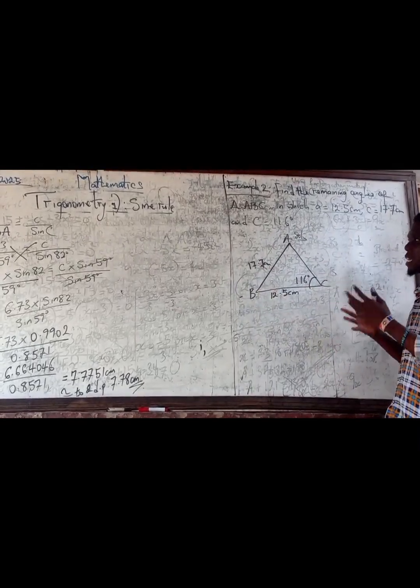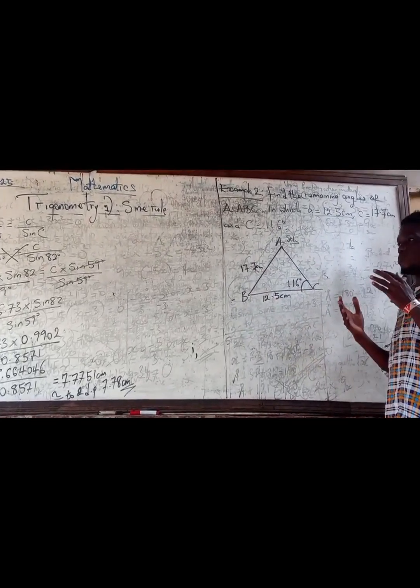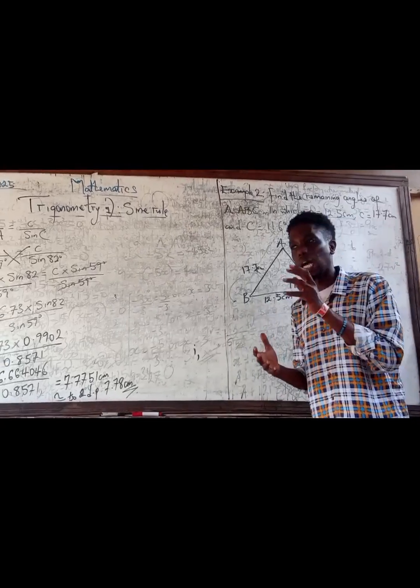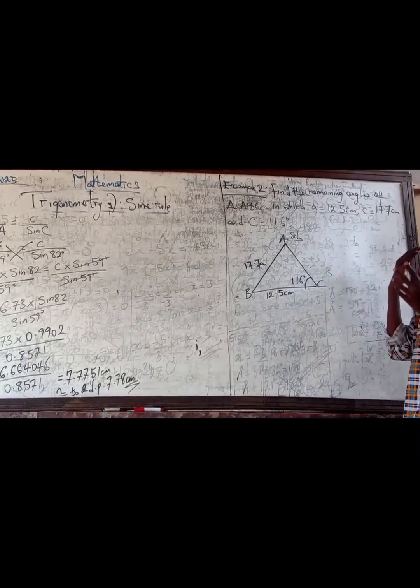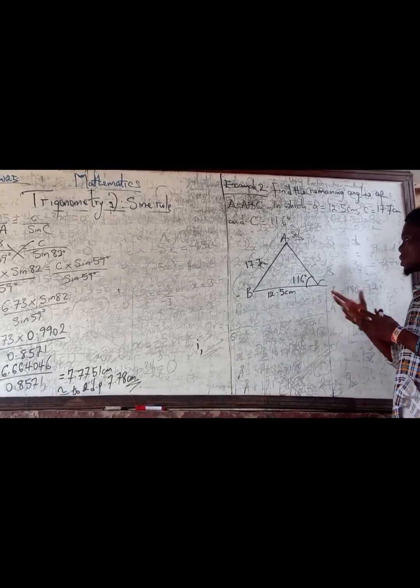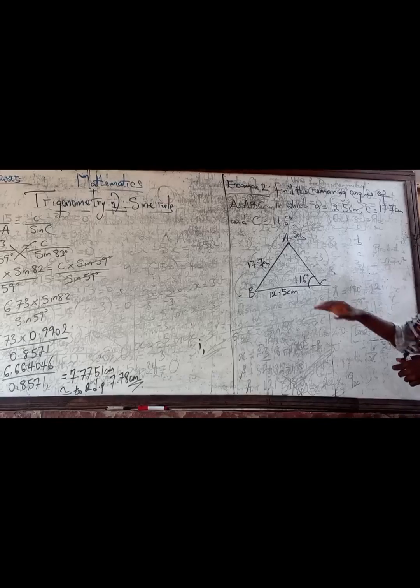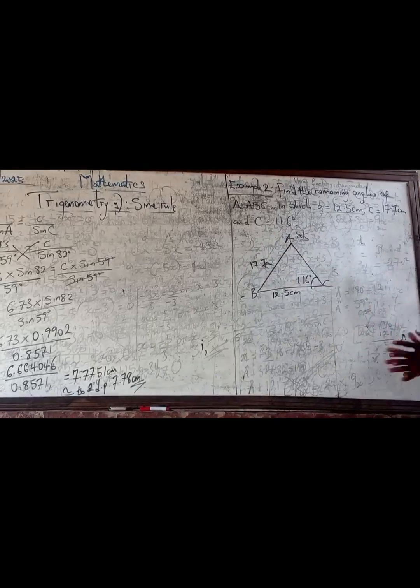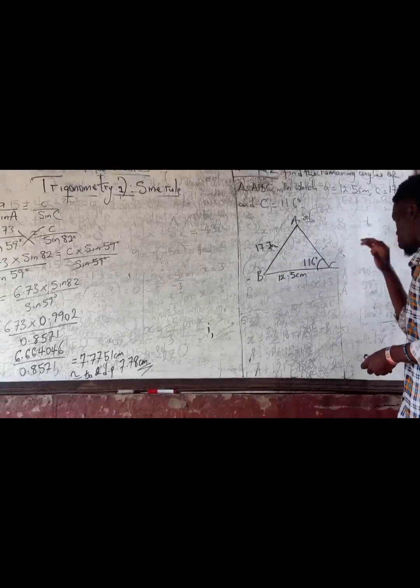So most times they can give you questions that they will not really tell you, or they won't be specific as to what angles you are looking for. So you just have to think critically to understand what they're saying. So we are looking for angle A and angle B. So let's just go straight down into the solution.